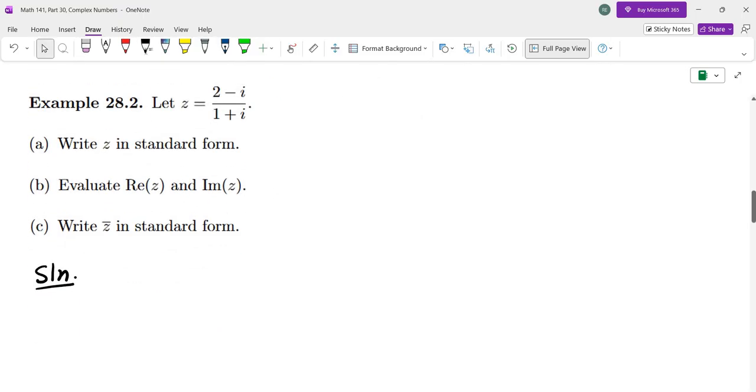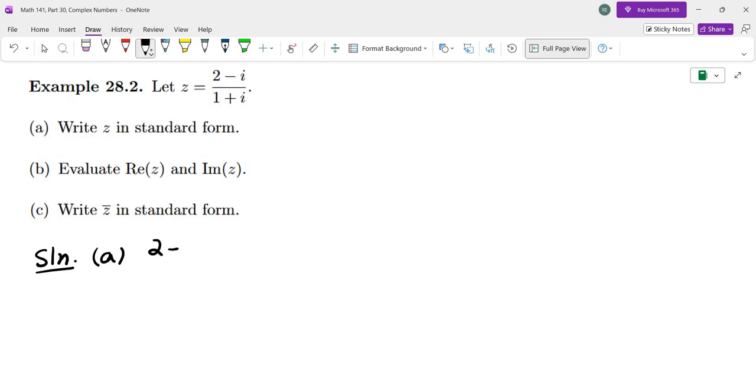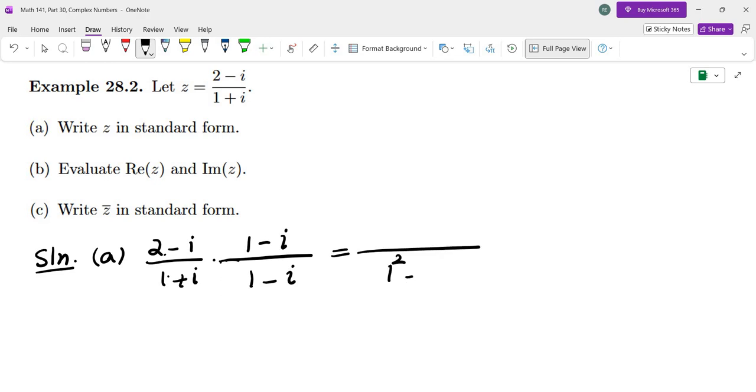So let's look at an example on this one. Let z be 2 minus i over 1 plus i. We want to write down z in standard form. So we take 2 minus i divided by 1 plus i. We multiply by the conjugate, which is 1 minus i. At the bottom, we get 1 squared minus i squared, which is going to be 1 plus 1.